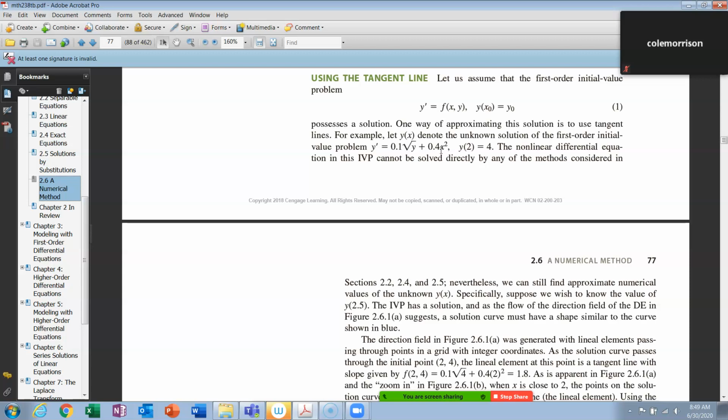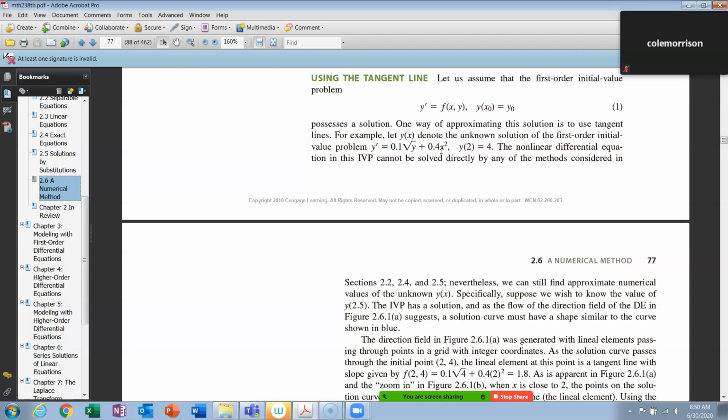Let's see, what were some of the others? Bernoulli, no, don't believe so. None of the methods right off the top looks like it's going to work with that. Okay, so that's a nonlinear differential equation. That initial value problem cannot be solved, not that we don't know how, cannot be solved directly by any of the methods considered in 2.2, 2.3, 2.4, 2.5.